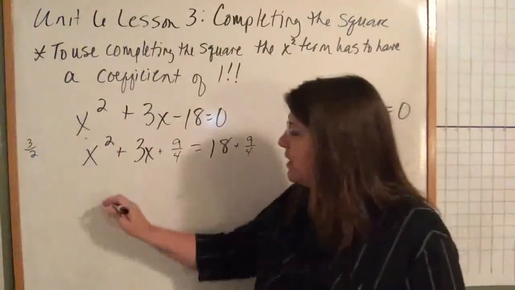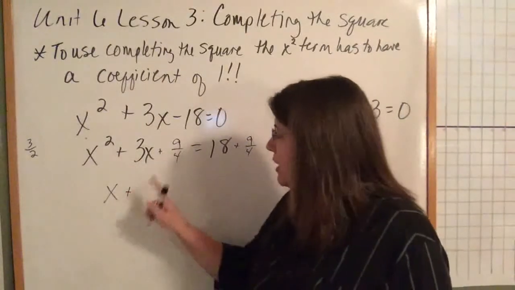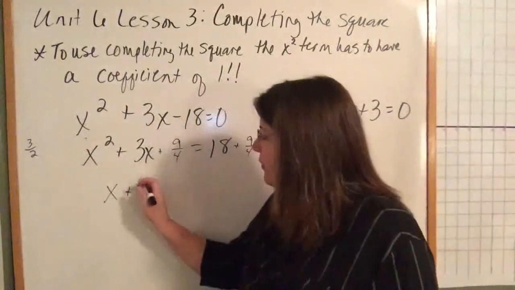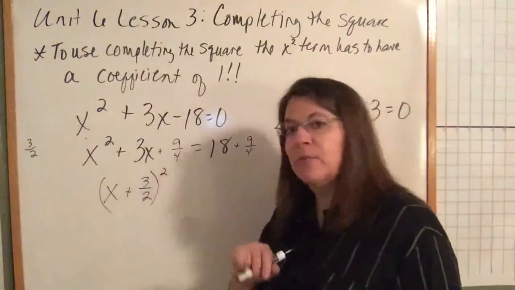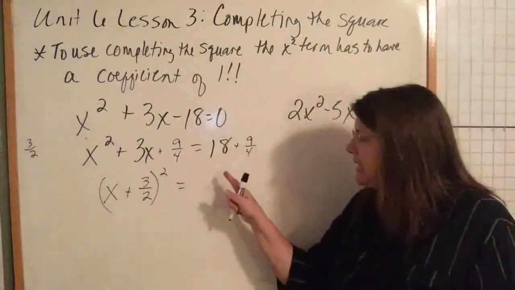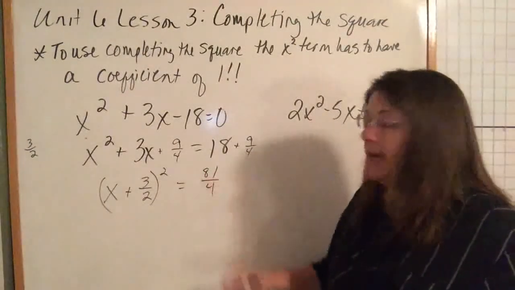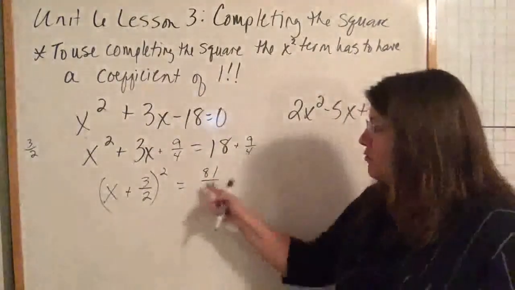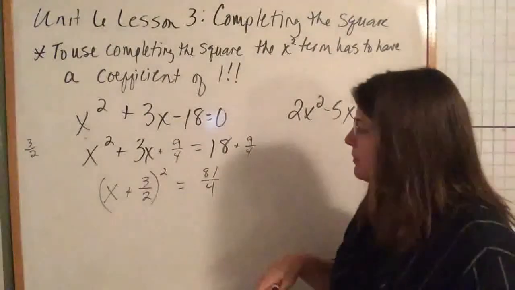When I factor this, I've got x plus, the half number was 3 halves, squared. I've completed the square. That equals 18 plus 9/4, which is 81/4. Now, use a calculator to do that. You're not going to have to do that in your head. Use a calculator, use Desmos to find that number.